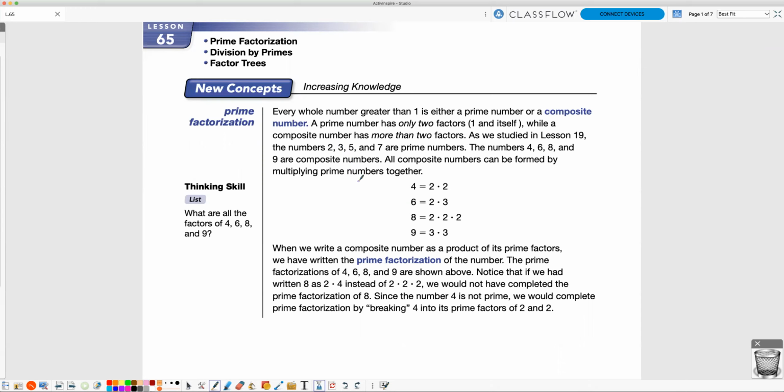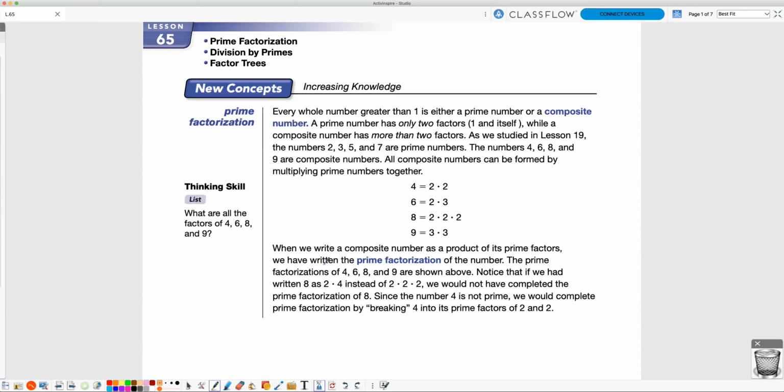All composite numbers can be formed by multiplying prime numbers together. So 4 equals 2 times 2, which are two prime numbers multiplied together to create this composite number. 6 is the same, two prime numbers, 2 times 3, equaling this composite number. 8 is equal to three prime numbers multiplied together, 2 times 2 times 2. 9 is the same.